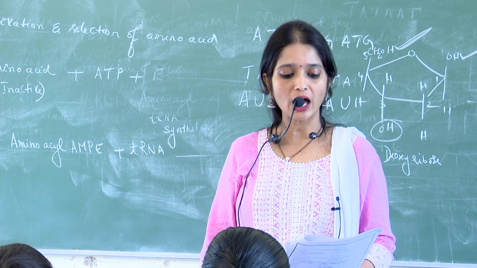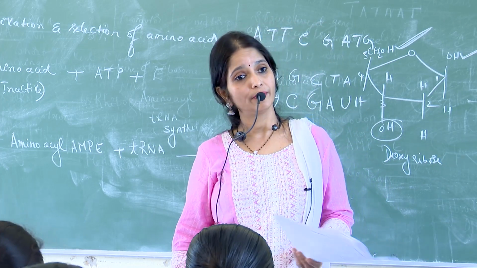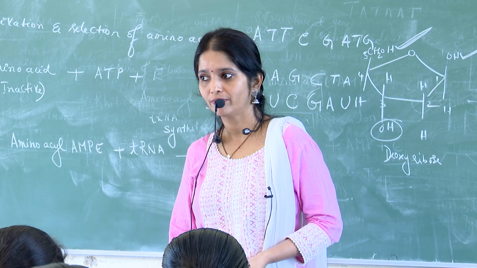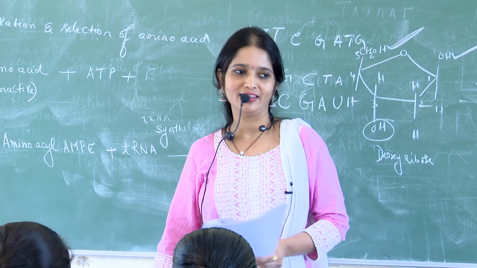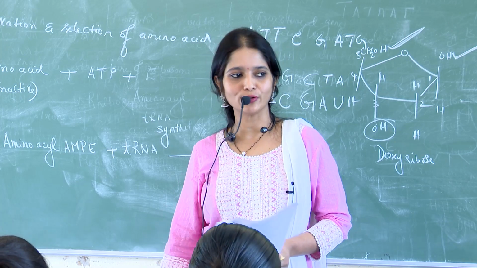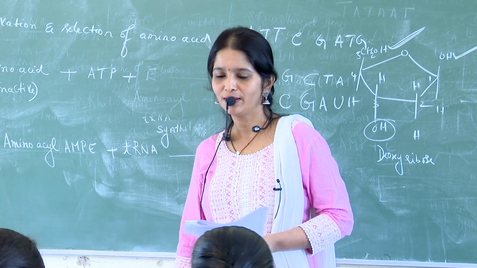Polycistronic messenger RNA usually occurs in bacteria. So it is both A and B. Bacteria is also prokaryote, and prokaryote is also the right one. So both A and B.